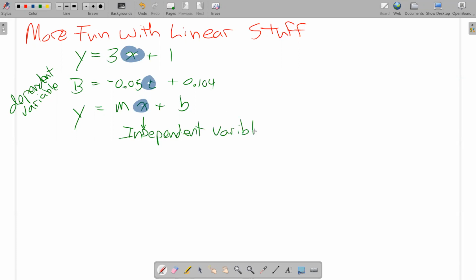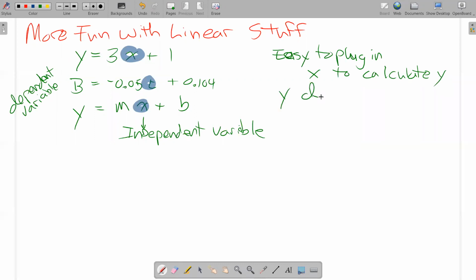And they're called dependent and independent for a couple of reasons. One reason is just the way we write them. We write the equation so that it's easy to plug in x to then calculate y. So when we write equations this way, like y equals or b equals, the y value depends on what the x was, right? We pick an x, plug it in, that tells us y. So in other words, y depends on the x value we pick.